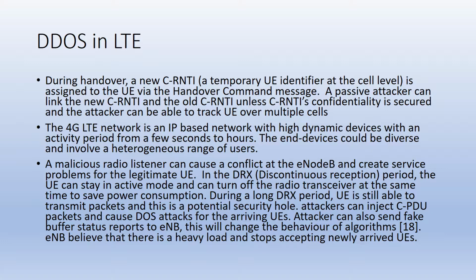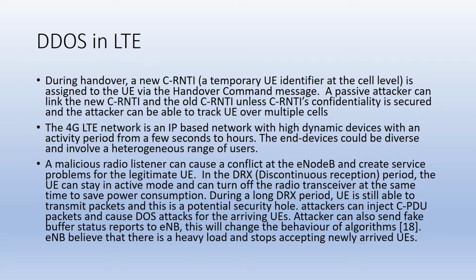So how are the DDoS attacks happening in LTE? The first thing is during a handover. Handover is a function carried out in 4G LTE by eNodeBs. During the handover, a new C-RNTI, a temporary UE identifier at the cell level, is assigned to the UE via the handover command message. A passive attacker can link the new C-RNTI and the old identifier unless the confidentiality is secured, and the attacker can then track the UE over multiple cells. So location tracking is an issue here.